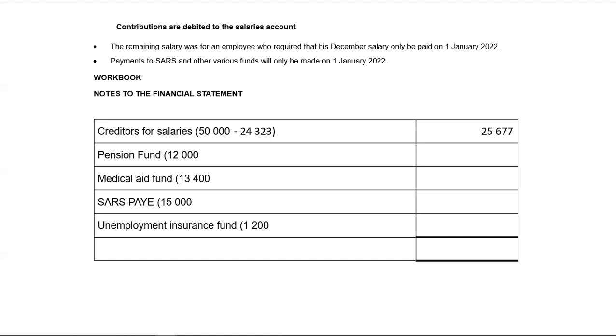From pension fund, you minus what we contributed as well as what was deducted from the employee. Remember, what was deducted from the employee's salary was 4,000, and then we minus what we contributed, which is 6,000, and that will give you 2,000.